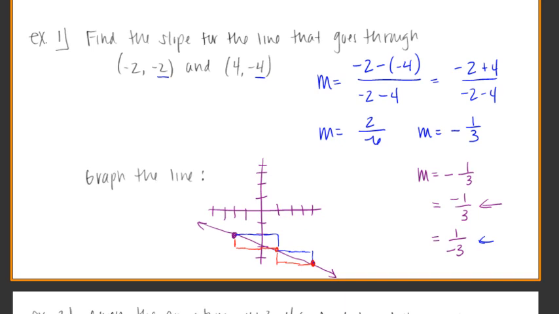The definition of a line is that it has a constant slope. If it doesn't have a constant slope, then it's not a line. It's going to be a circle. There's going to be a curve, a parabola. Okay, so something that has constant slope is something that will be a line when graphed. Okay, all right, let's go on to example number 2.